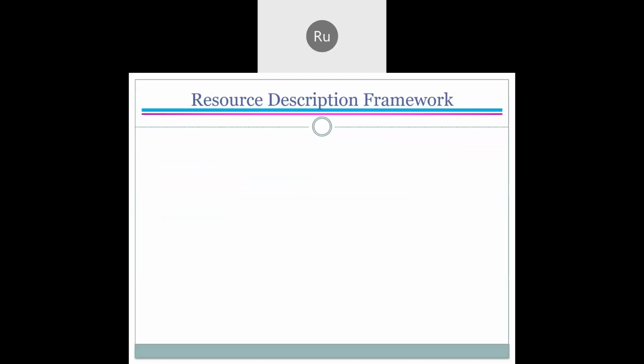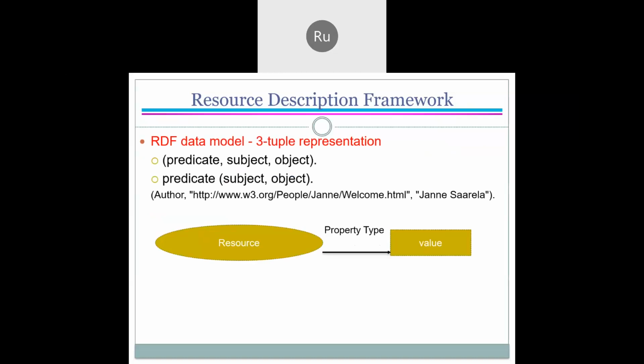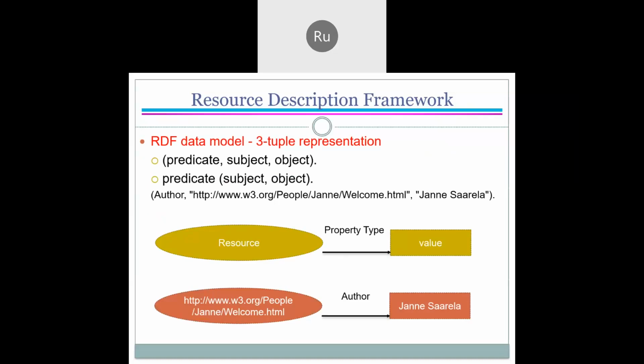So for example, we can have this three-tuple representation. We are saying that this resource has a property type and the value is that particular value. So when we have this web page and the property is author, Jane Sarela is the author of that particular web page. We can use this to document the web page. So this is what we call the Resource Description Framework.